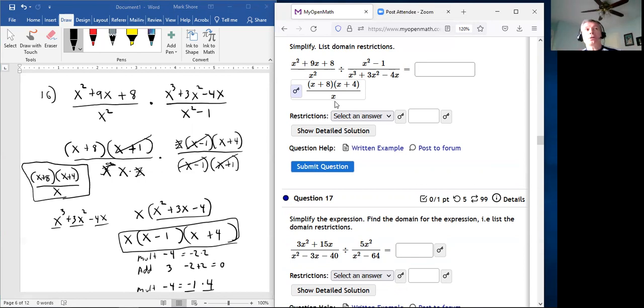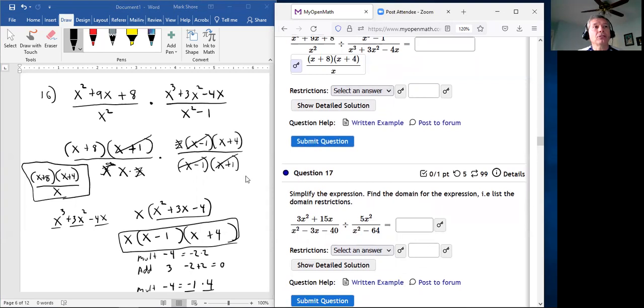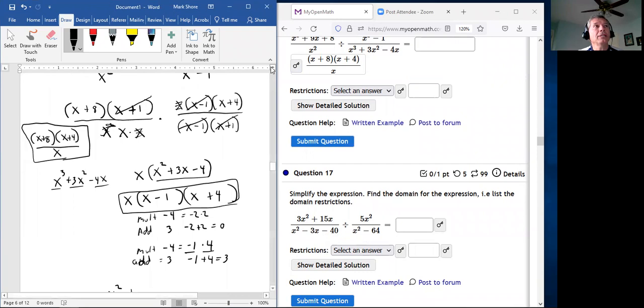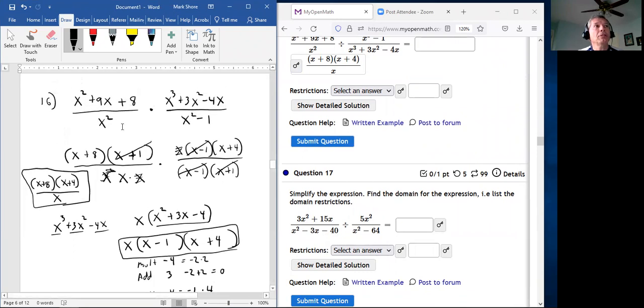And then just to finish this problem off, it says, what restrictions are there? Well, this deals with any number that would make the denominator equal to 0. So I'll show you. It only takes a second. I know it's getting close to that time. So looking at this problem up here, look at what the denominators are.